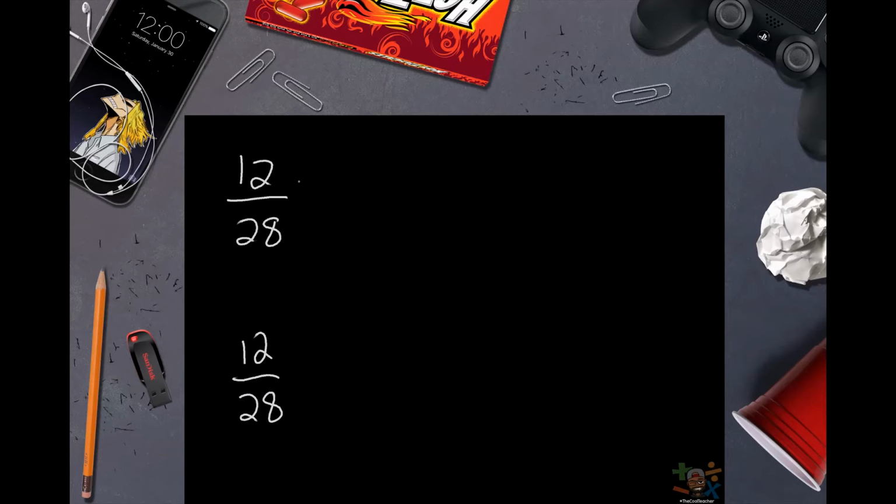All right, so I'm going to go ahead and divide both of these by 2, because when we simplify, whatever we do to the numerator, we have to do to the denominator. So we're simplifying, making it smaller per se. So I'm going to divide both the 12 and the 28 by 2. And when I do that, my new numerator is going to be 6, and my new denominator is going to be 14.